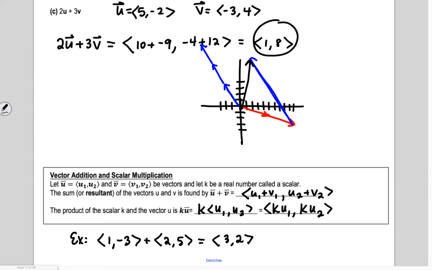It's like, oh, I'm going to add my x's and add my y's. That's pretty easy. And if you had 7 times 2, comma negative 5, that resultant ends up being 14, comma negative 35. So it has the same direction, but now that magnitude is going to be 7 times bigger.